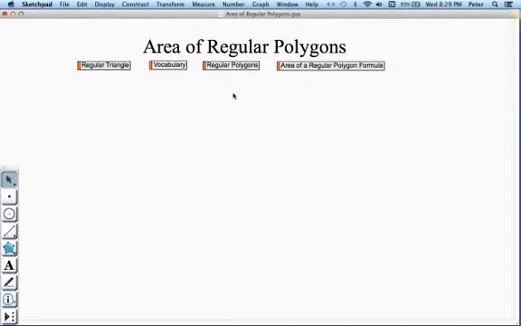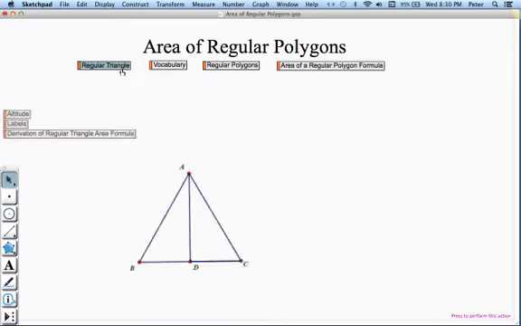All right, when we start to look at the area of regular polygons, we're going to start with a regular triangle, because like the triangle in our example, it will be really handy to be able to determine the area simply if all we knew was the length of a side. So let's take a look at a regular triangle. You recall that a regular triangle has 3 congruent sides and 3 congruent angles.